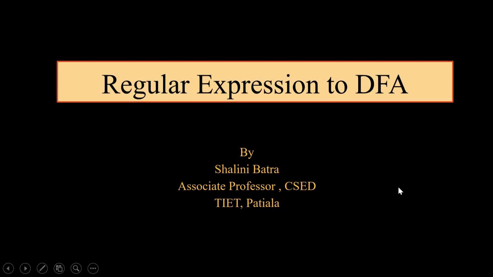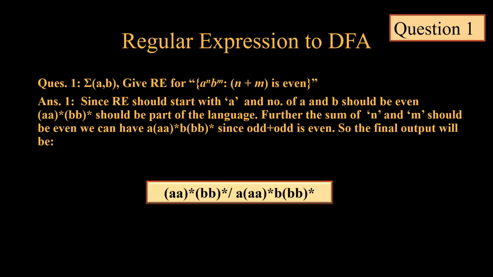Everyone. Today we will discuss conversion of a regular expression to a DFA. A regular expression for a^n b^m such that n plus m is even. That means the sum of the number of a and the number of b is even. Since the expression should start with a and the number of a and b should be even, a star, b star will be part of the language.